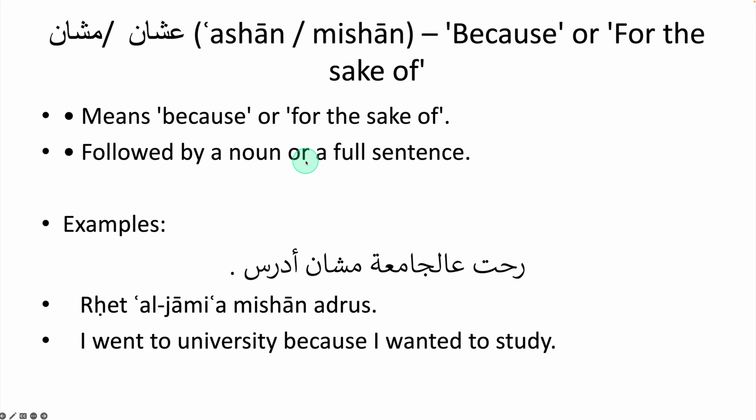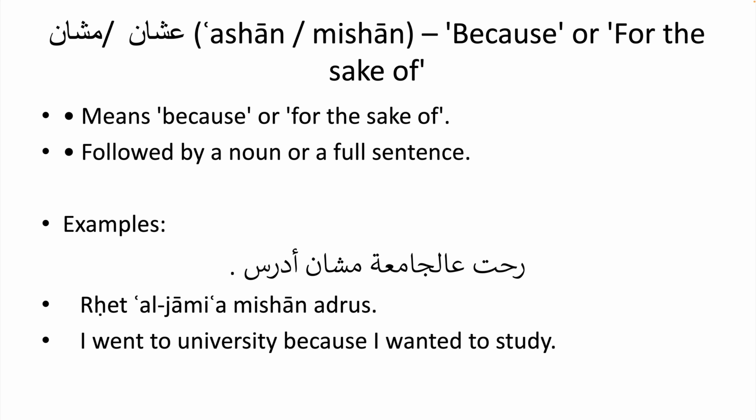Our second type, or the equivalent of because in Levantine Arabic, is either Ashan or Mishan. Both of them mean because or for the sake of. They're always used in the same meaning, and they could be followed by either a noun or a full sentence. Note that these do get conjugated with object pronouns. However, I'm not going to go ahead and conjugate them, but I would like you to give it a try. Conjugate this one with object pronoun and leave it in the comment section below, and I'll give you some feedback. See who tries it first.